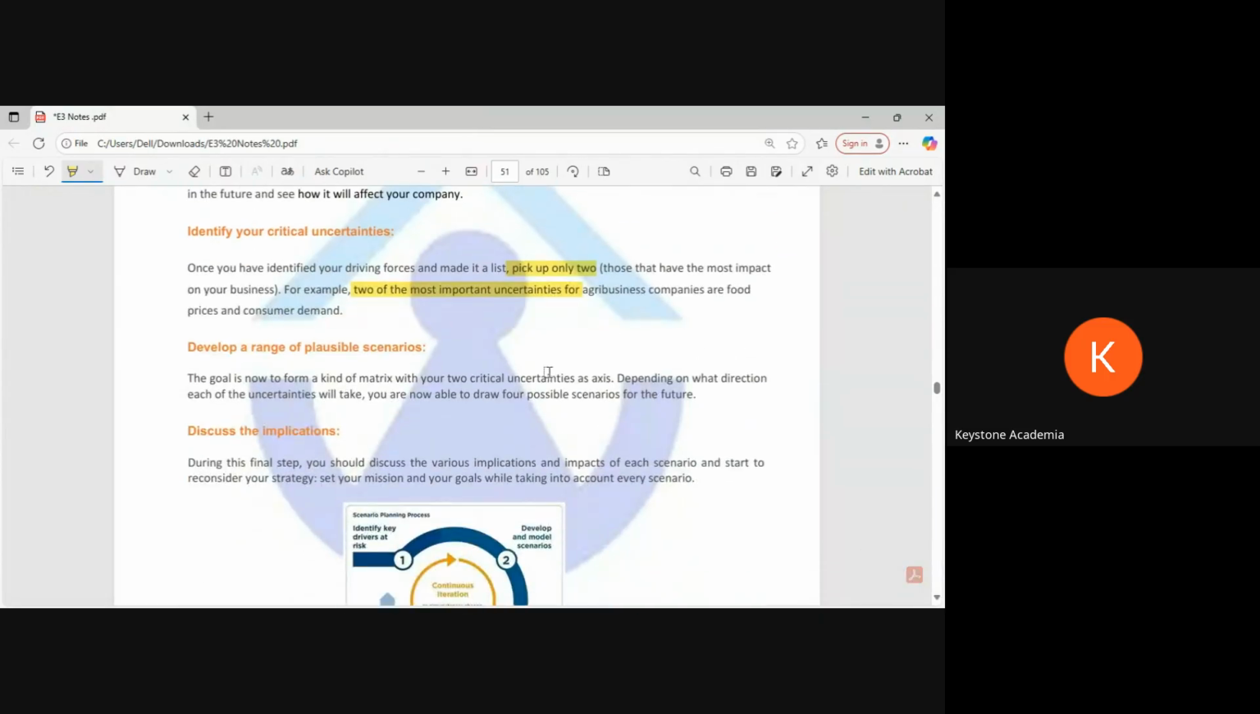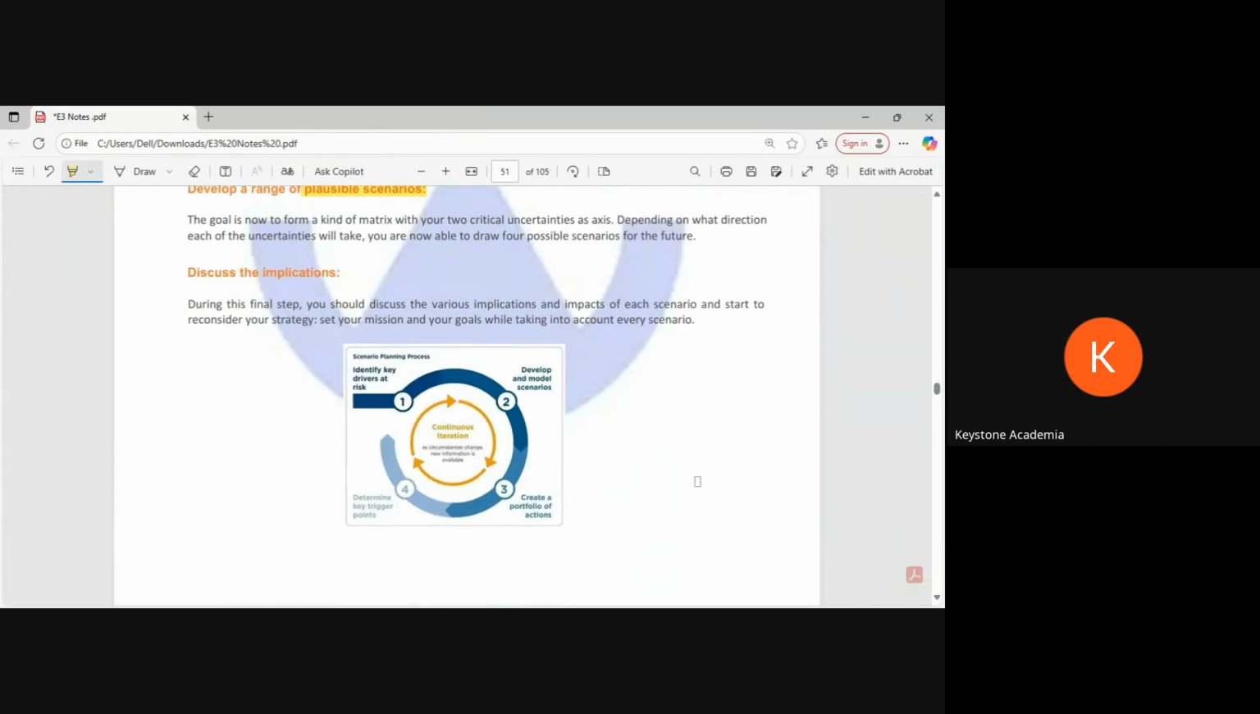Then once we have selected the top two, develop a range of plausible scenarios. What is the difference between possible and plausible? Possible is something that can happen, but plausible is more practical. The goal now is to form a matrix with your two critical uncertainties as axes. Depending on what direction each of the uncertainties takes you, you are now able to draw four possible scenarios for the future. Then discuss the implications: what will happen and how we'll respond to that.